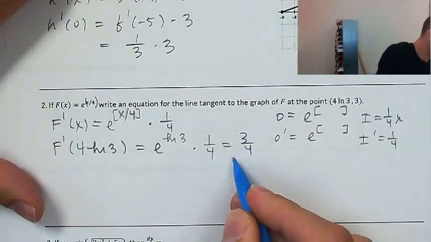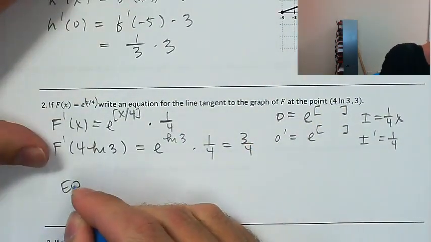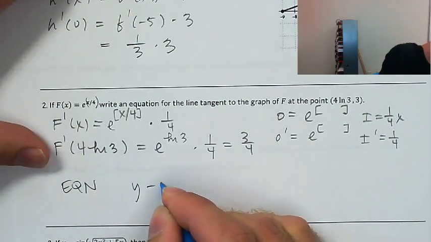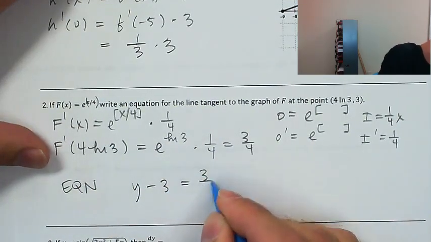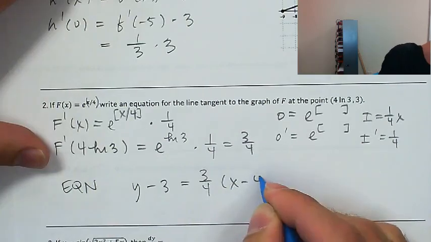And now I've got a point, I've got a slope, I'm ready to write my equation. So y minus the y coordinate is equal to the slope times x minus the x coordinate.